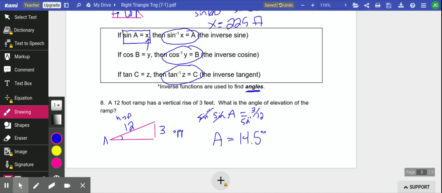So that is our right triangle trig. Like I said, hopefully most of it's review from geometry. And if you have any questions on the notes, make sure you post them onto Flipgrid.